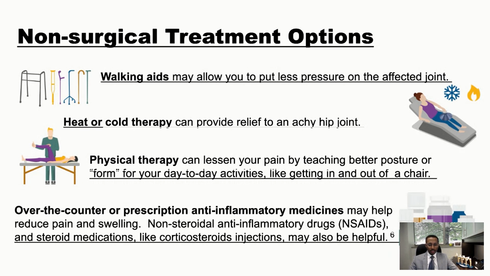Medications. So anti-inflammatory medications, steroid medications, and potentially injections may also help with a specific hip condition. The most common conditions that an injection may help are things like bursitis, hip arthritis, and potentially nerve impingement.